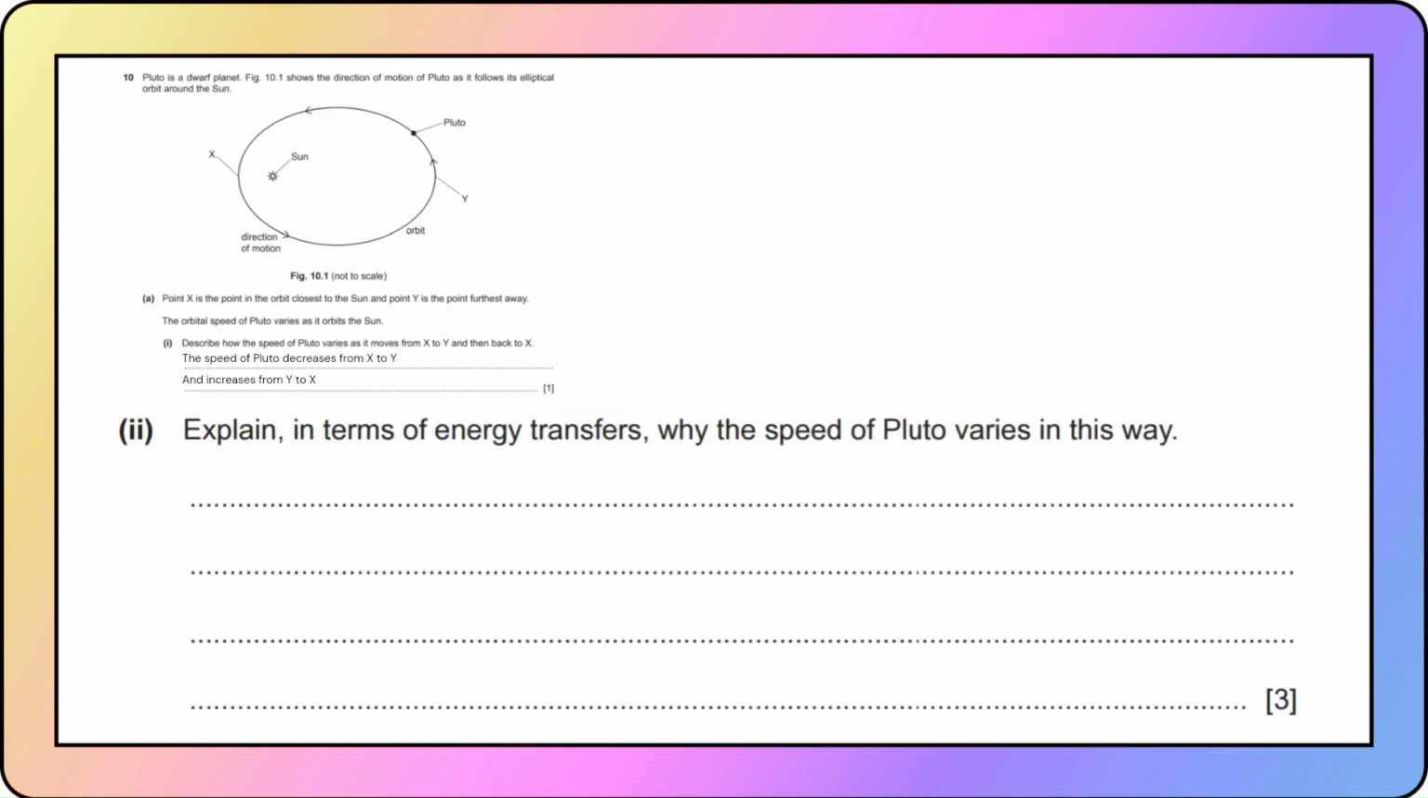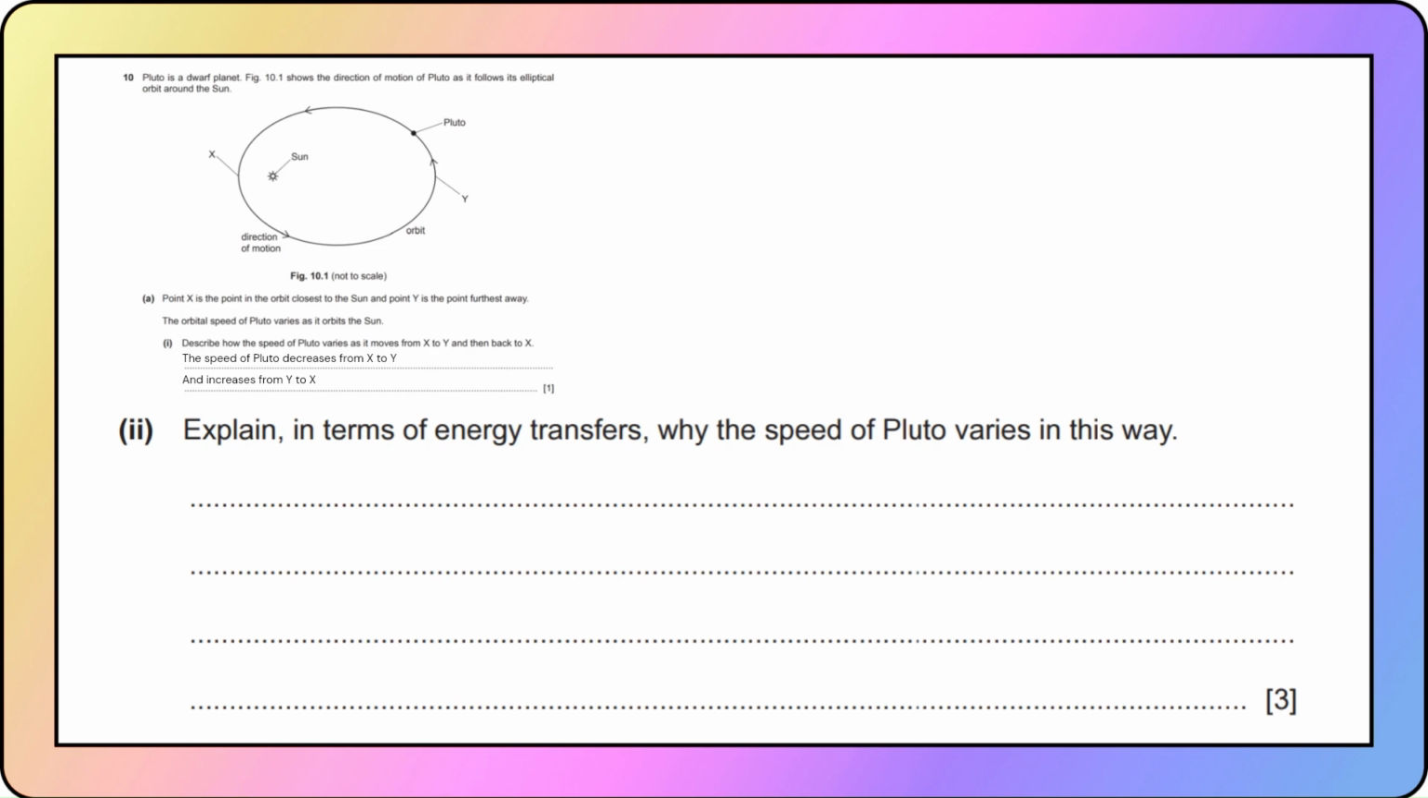Part 2 asks you to explain in terms of energy transfers why the speed of Pluto varies in this way. Alright, first let's understand what happens. We know that energy in an enclosed system is always the same, never runs out, and only transfers from object to object and store to store.